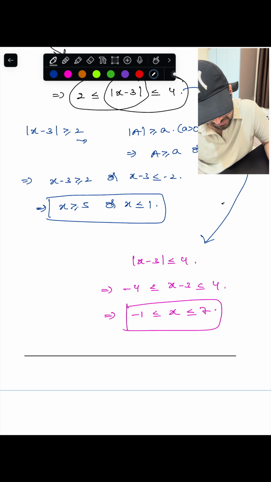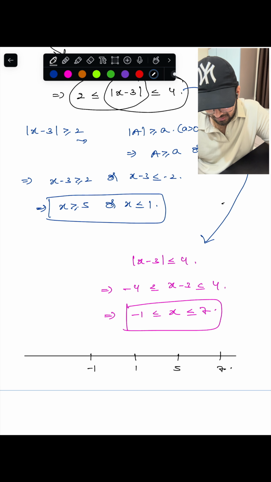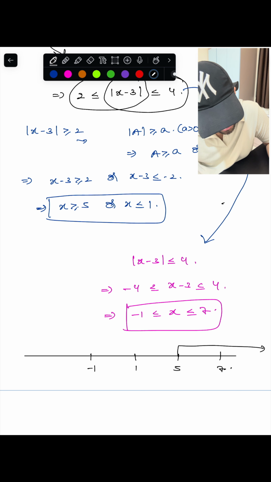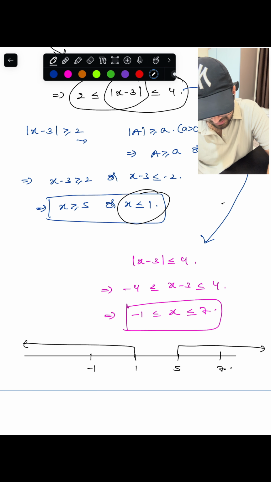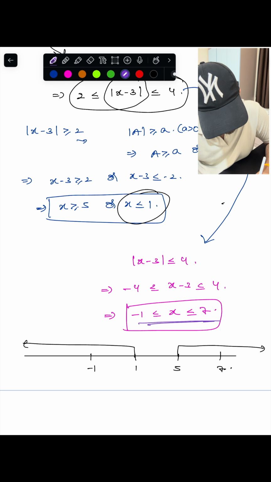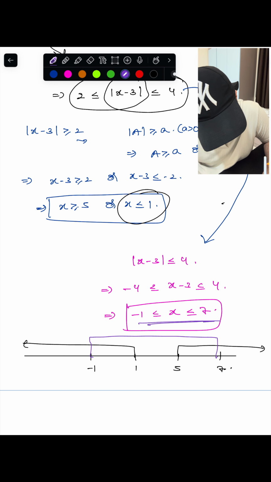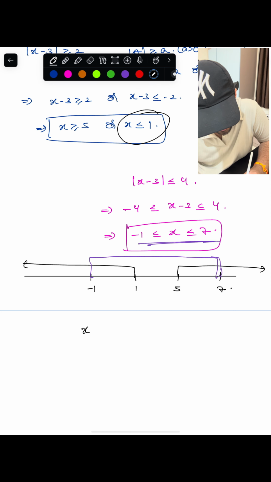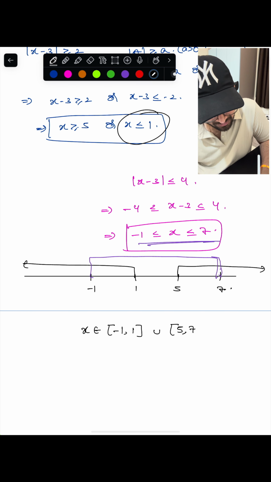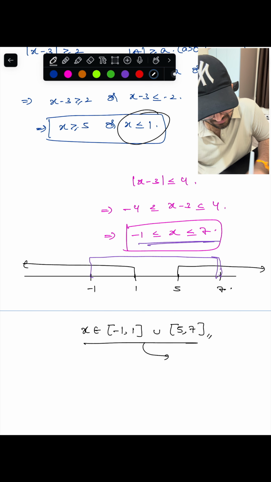So what I can do is, here minus 1, 1, 5, 7, right? Now x greater than or equals to 5, that means this part, x less than or equals to 1, that means this part, right? Now another part is here minus 1 to 7, right? Now the intersection is clear. So what's the intersection? x belongs to minus 1 to 1 union 5 to 7. So this is our set A.